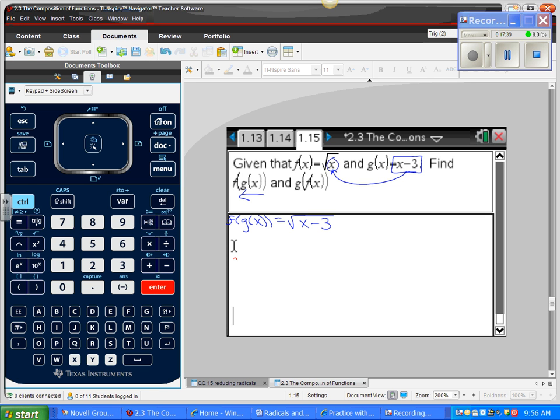g of f of x, we're taking f of x and putting it in for g. So this becomes the square root of x, oops, I got a little ahead of myself there, square root of x minus 3. Okay, so they are different functions, and that's the composition.